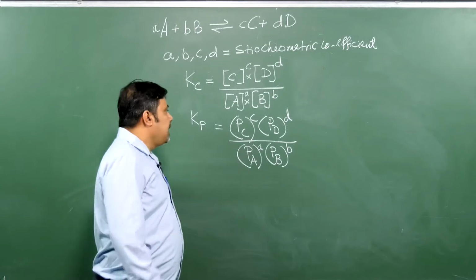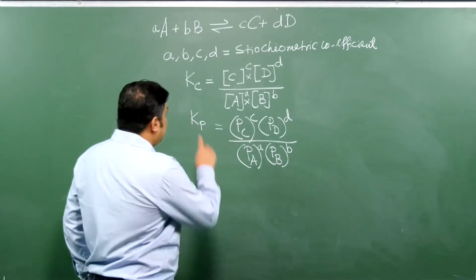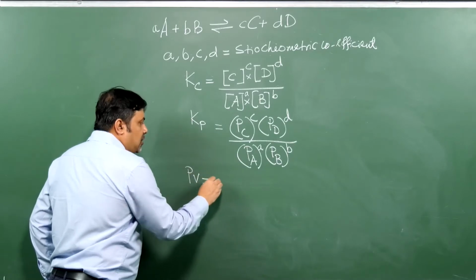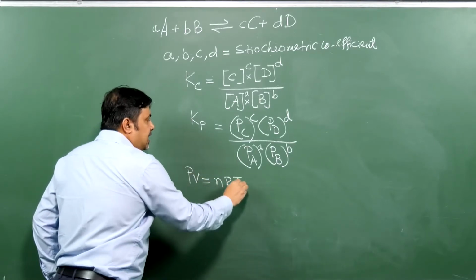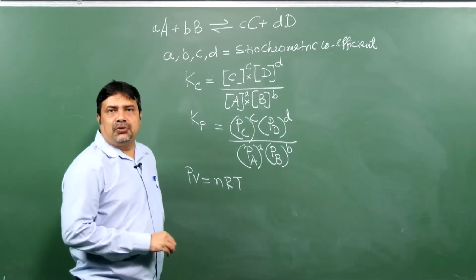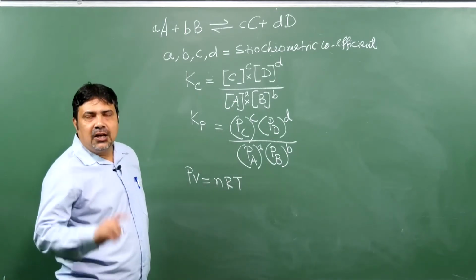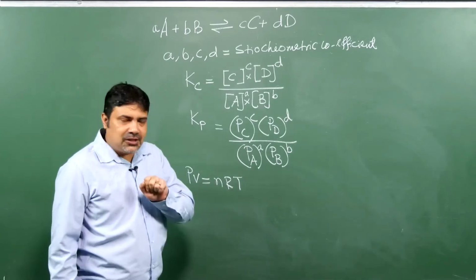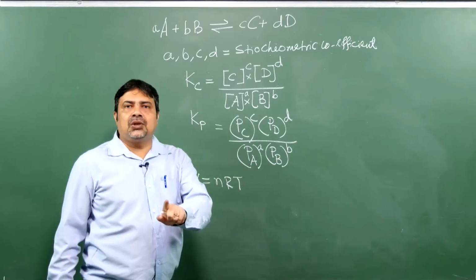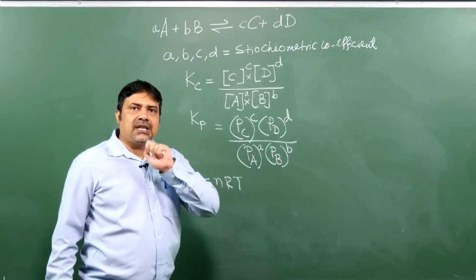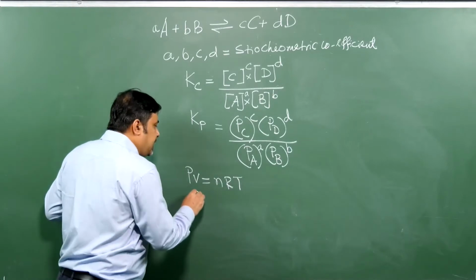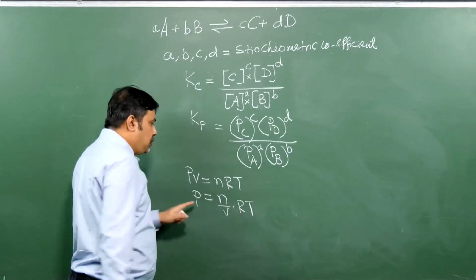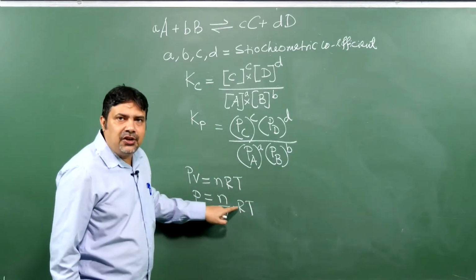Now, from the ideal gas equation, from the states of matter, we know PV equals nRT, where P is the pressure, V is the volume of the gases, n is the number of moles of the gases, R is the universal gas constant, and T is the temperature in Kelvin scale. So from here we can write P equals n by V into RT.